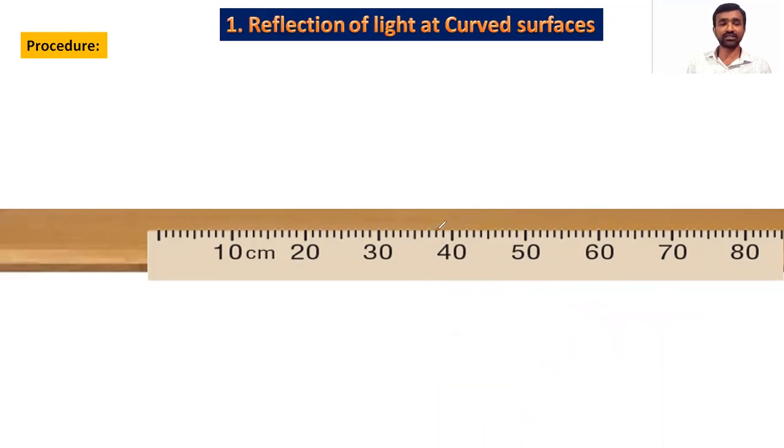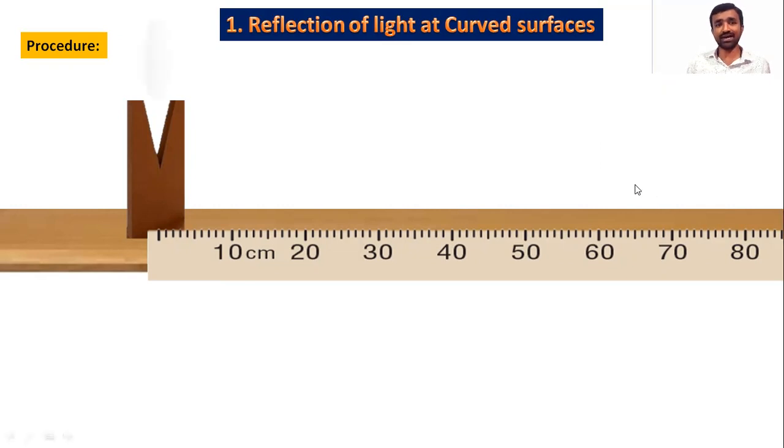Right? So here simply I have arranged a table and the scale as you see on the screen. Then what to do? Use the V stand. So I placed it at 0. Where have I placed the stand? At 0. Right? Then I'm going to place the concave mirror on the stand. So I placed the concave mirror on the V stand. Then what to do? We have to place the object. Where am I going to place the object first? At 60 centimeters.